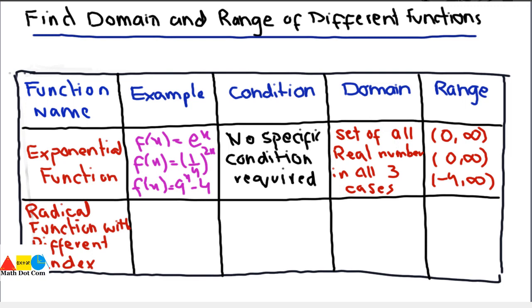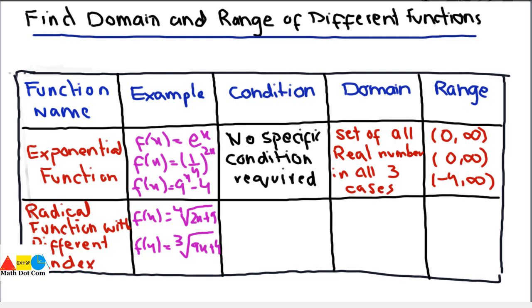Now in case of radical functions with different index, how can you find the domain and range? For example, if you are given the function f of x equals the fourth root of 2x plus 9, where the index is 4, or you are asked to find the domain and range with an odd index, such as the cube root of 9x plus 4. Now there is a restriction, a condition that will be applicable on such functions.